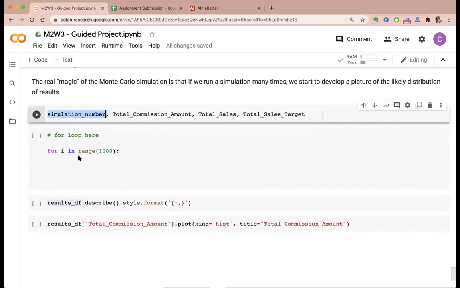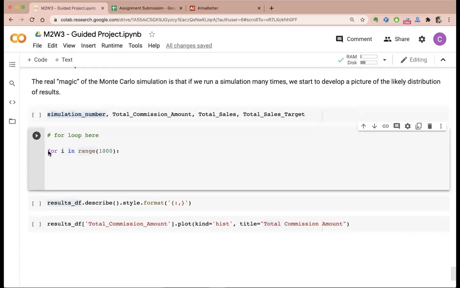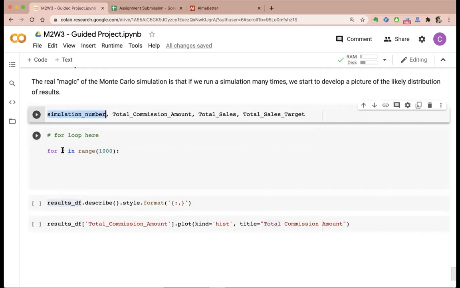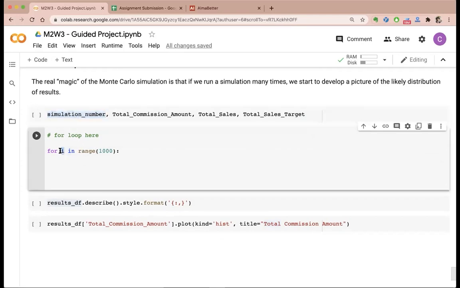Okay, so if you are writing this for loop, right, so i is basically the simulation number, right? So you are iterating, so i will take values from 0 to 999, so every i corresponds to one simulation. Okay, so this is the simulation number.